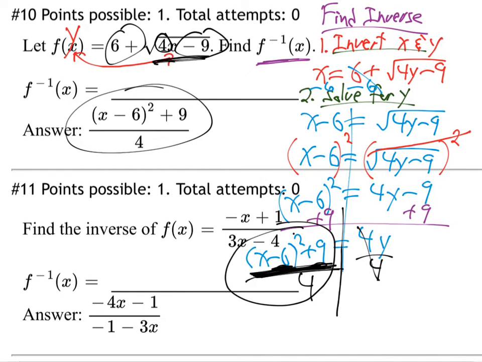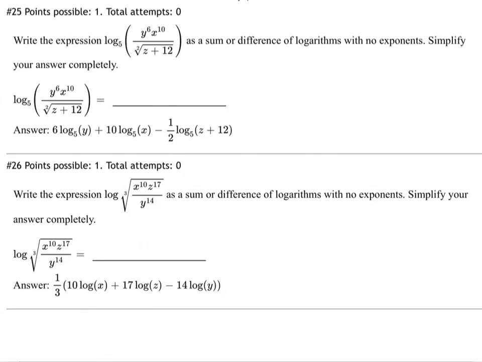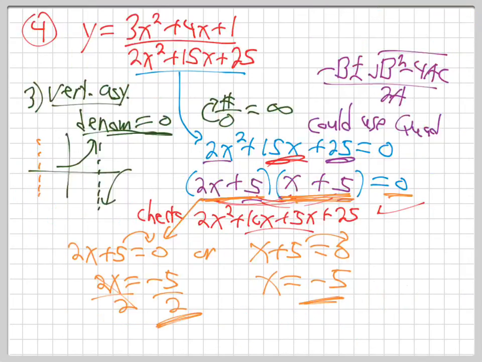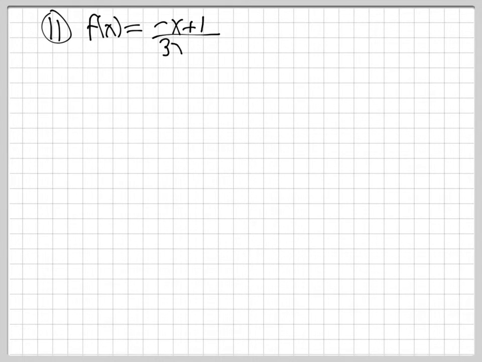Okay, let's do number 11 on a fresh sheet. Same kind of thing. They want us to find the inverse. So I'll do number 11 on a fresh sheet back here. So number 11 is f of x equals negative x plus 1 over 3x minus 4. To find the inverse.